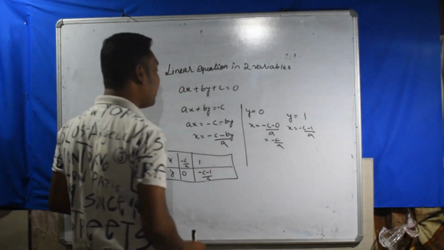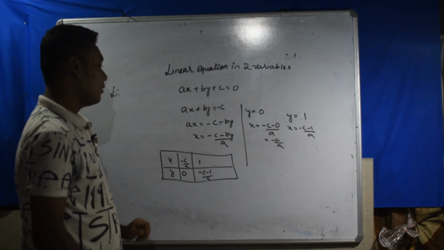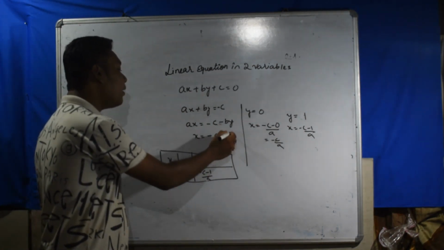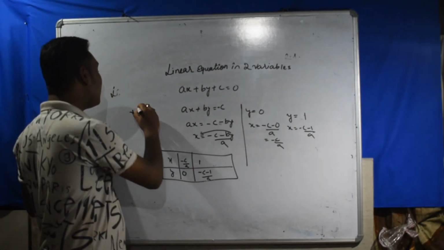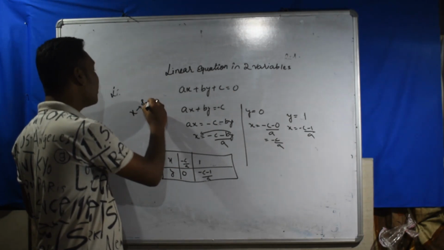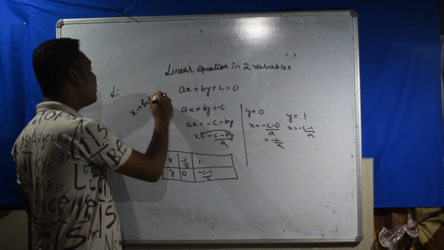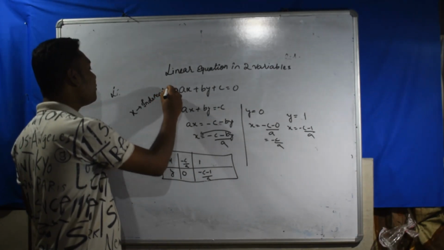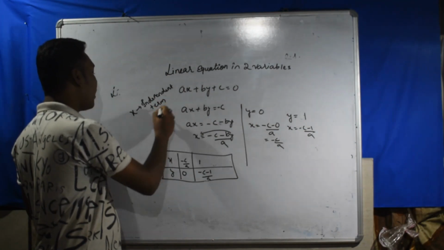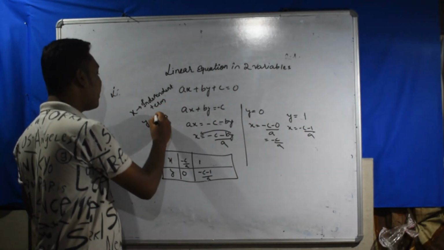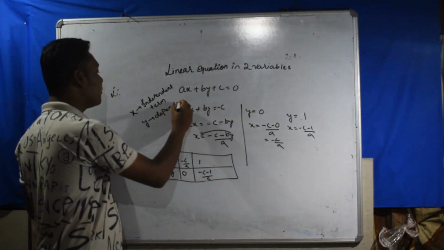We get many solutions for x, where x is depending on y. y is the independent term. It does not depend on any value, independent term, while x is the dependent term.